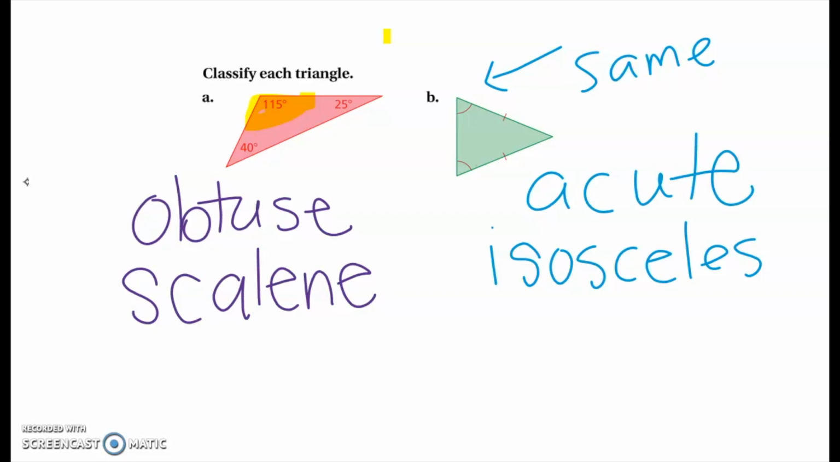Okay, so today we're going to practice naming triangles based upon their angles and based upon their sides. Those are the two things that we're going to focus on today.